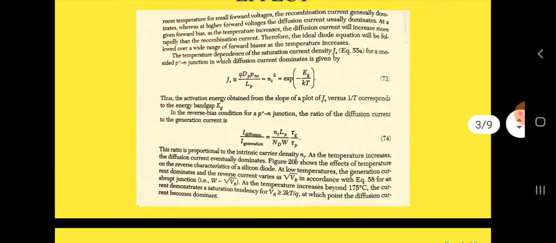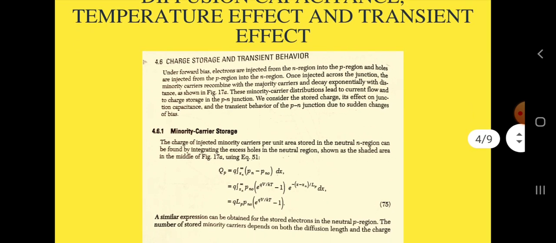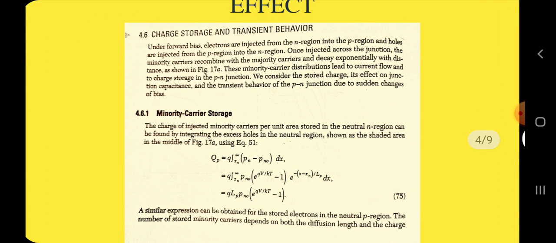Now we discuss the charge storage and the transient behavior. Under the forward bias, electrons are injected from the N region into the P region and holes are injected from the P region into the N region. Once injected across the junction, the minority carriers recombine with the majority carriers and decay exponentially with the distance, as we have shown in this equation. These minority carrier distributions lead to the current flow and the charge storage in the P-N junction. We consider the stored charge, its effect on junction capacitance and the transient behavior of the P-N junction due to sudden changes of bias.